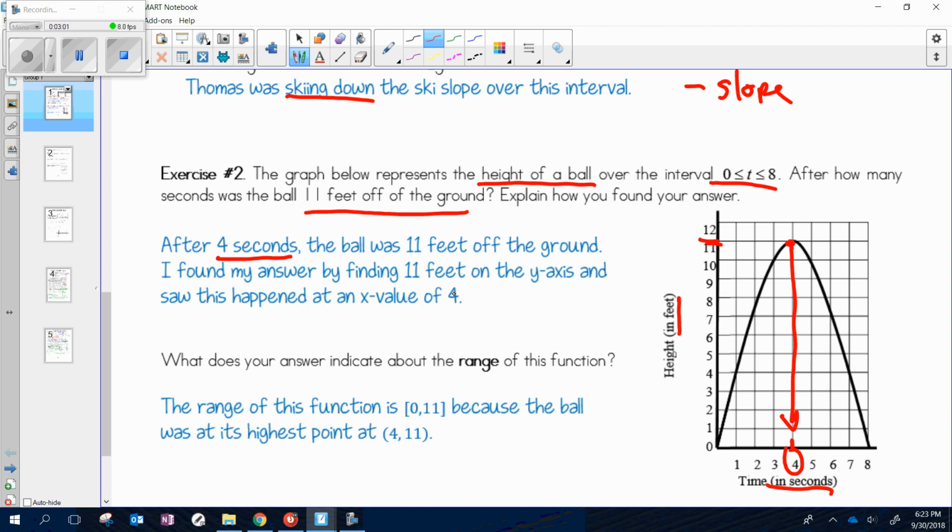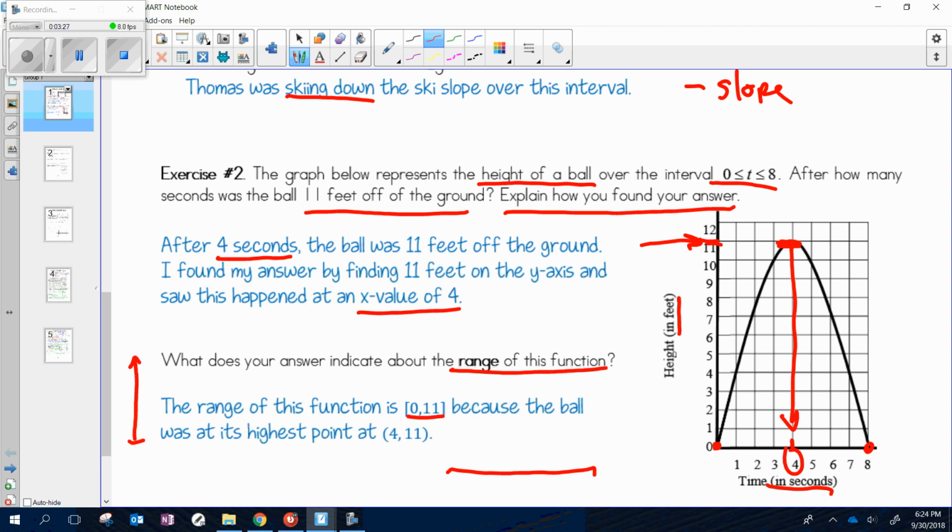I found my answer by finding 11 feet on the y-axis and saw this happened at an x value of 4, because it said explain how to find your answer. So the ball starts at the ground, goes up to a maximum height of 11 feet, and then comes back down. What does your answer indicate about the range of this function? Sorry, my pen's not working right. The range of this function is, again, from low to high, and that means 0 to 11 is the range, because the ball was at its highest point at 11, and 0 was the ground, so that was the range of the ball.